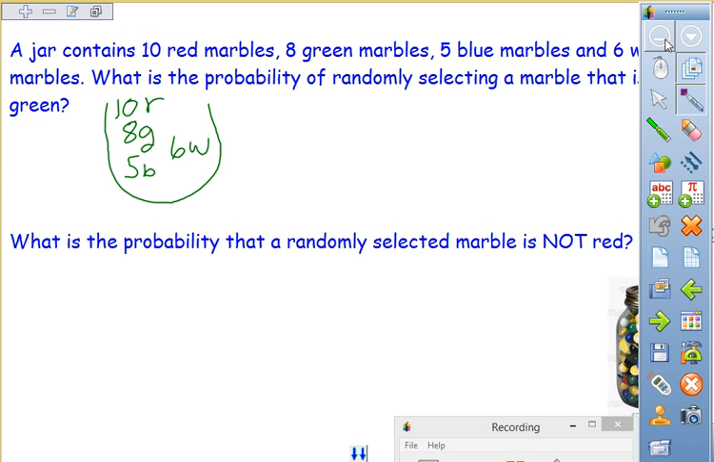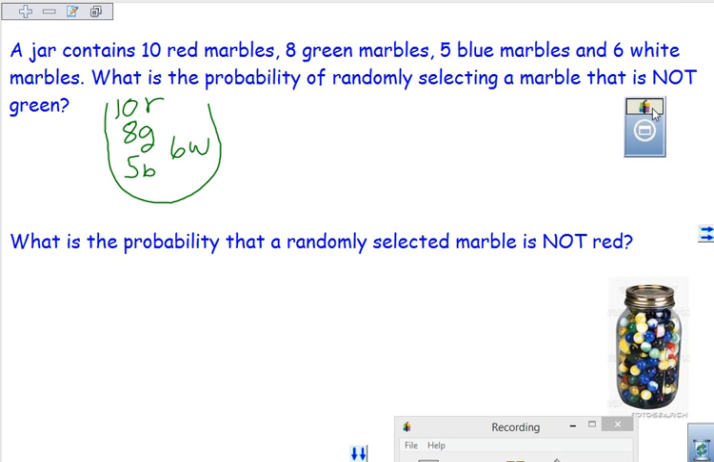Here's a jar example. A jar contains 10 red, 8 green, 5 blue, and 6 white marbles. What is the probability of randomly selecting a marble that is not green? So I'm going to write this out as the probability of getting a not green. So that squiggle means not. So let's figure out our total. 10 plus 8 plus 5 plus 6 gives me 29.